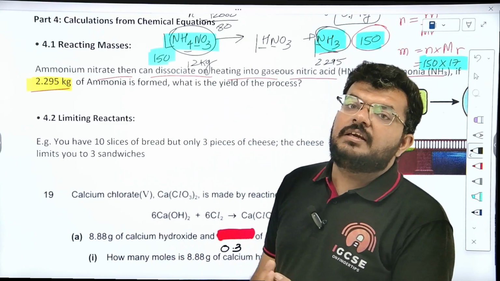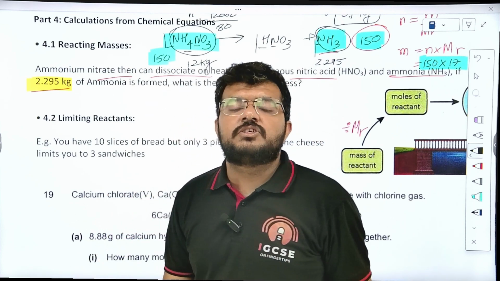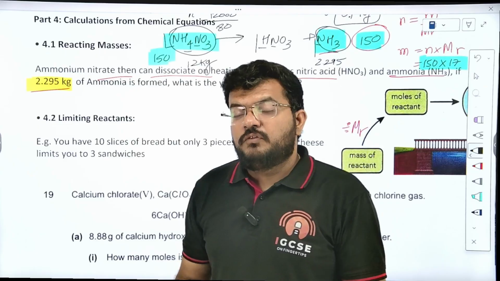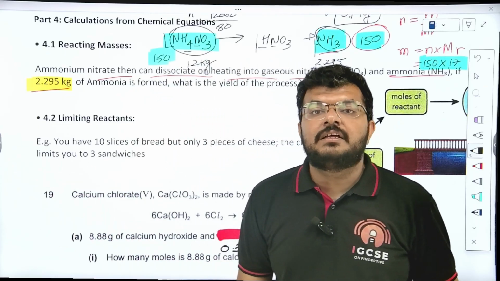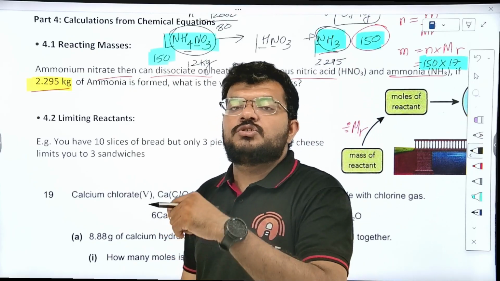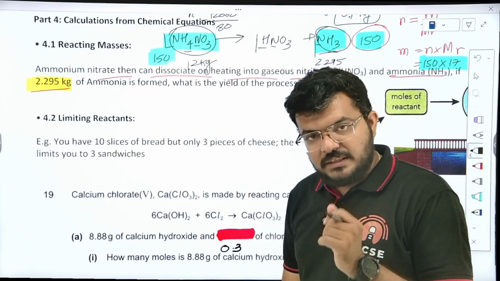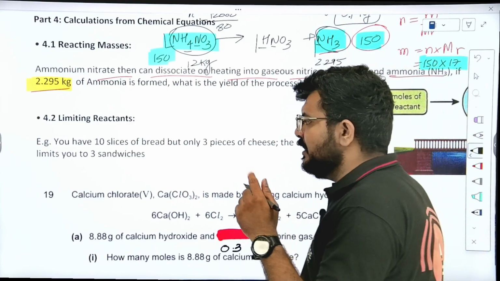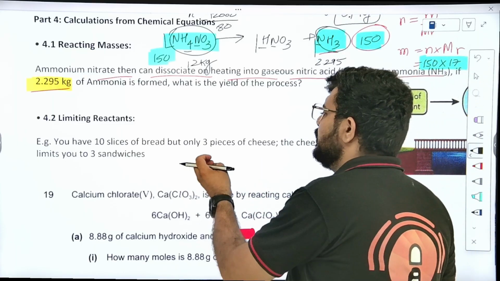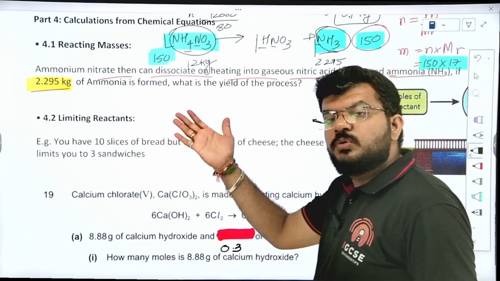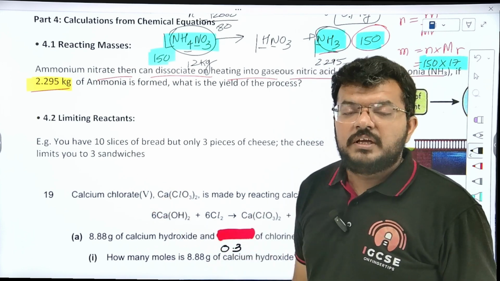And in that case, where the reaction does not take place at all, the one that gets over first is responsible for controlling the amount of products. And that is known as the limiting reagent. The one that gets over first controls how much reaction takes place. That reactant is known as the limiting reagent. So a simple example would be you have 10 slices of bread but only 3 pieces of cheese. The cheese limits you to only 3 sandwiches even if you have bread available for 2 more sandwiches.